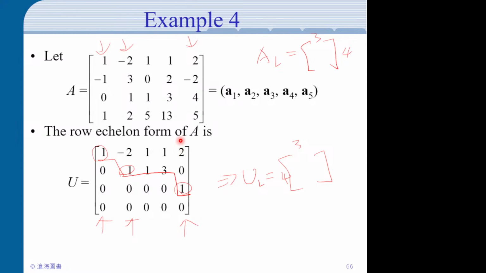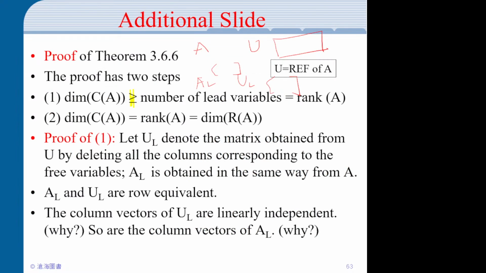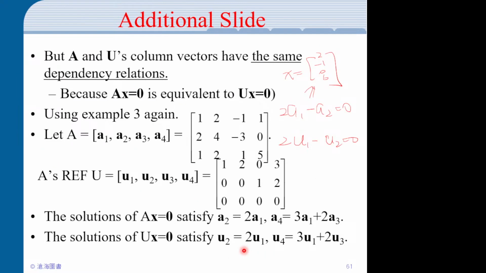It's pretty easy to see because it's actually in reduced row echelon form. Then you will have 0 here, 0 here, and 0 here, and so you see that the columns are linearly independent. And so the columns of UL are linearly independent, and so the columns of A will also be linearly independent, just because of the thing we already said.